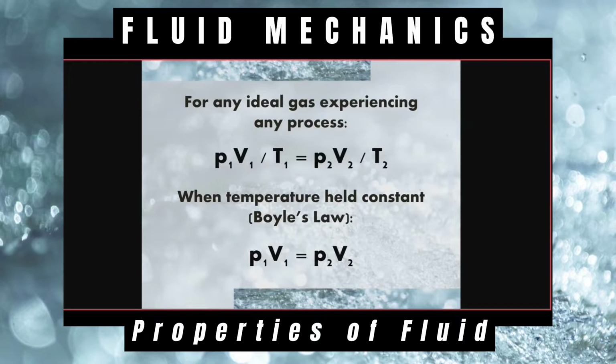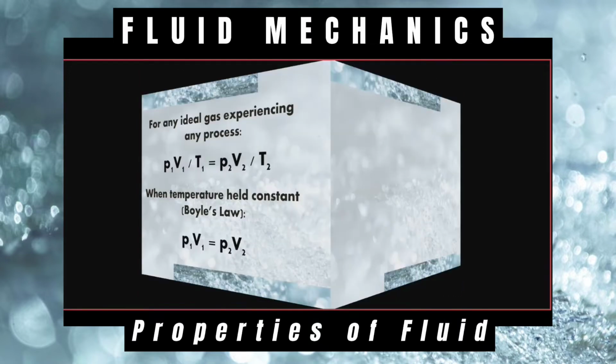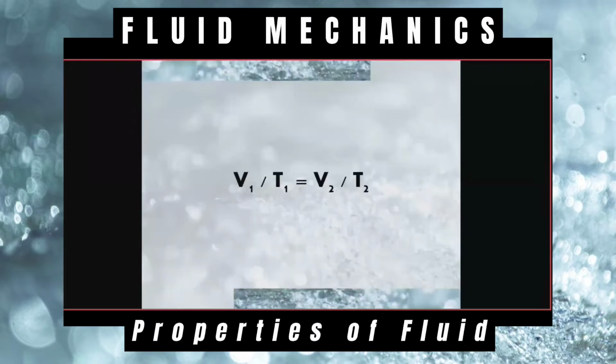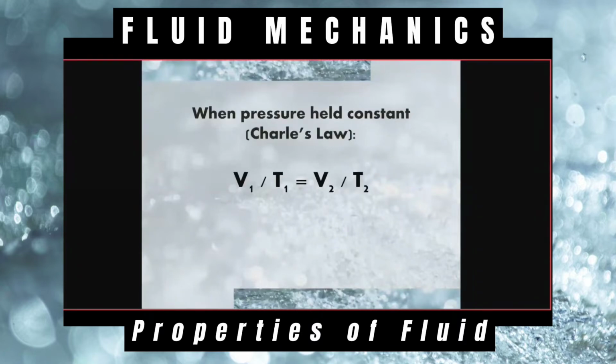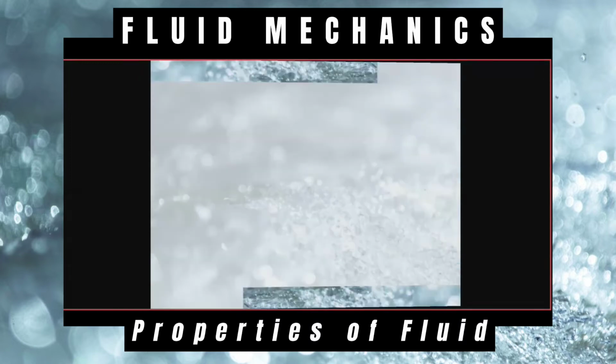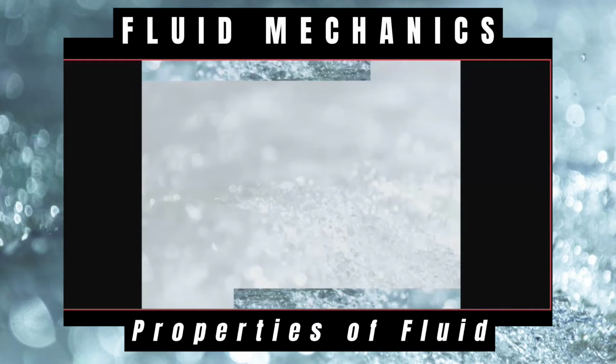Now, when the pressure is constant, that is V1 over T1 is equal to V2 over T2. So the pressure is constant. That is called Charles law, or what we call the isothermal condition, because there is a change in temperature. So Charles law is what we use. Okay? This is just a sort of review of your previous topics in physics.